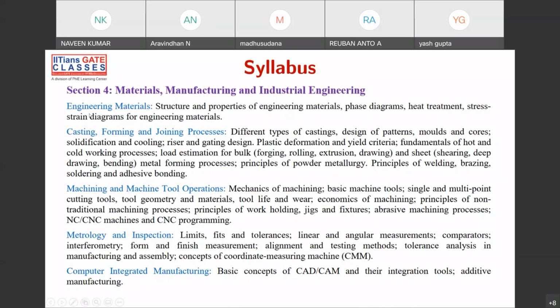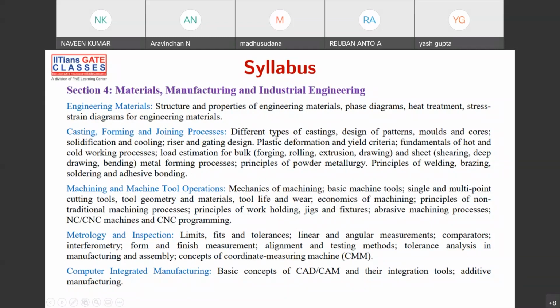So the syllabus is this: engineering materials, metal casting, metal forming and joining processes, machining, machine tool operations, metrology and inspection, and computer-aided manufacturing. All these parts will take mostly 70% of our time, in the sense of the part which I am dealing with. Let's say if I'm dealing for around 30 to 35 hours, 70% of the time we'll discuss this manufacturing part, and the remaining 30% will be the industrial engineering part.